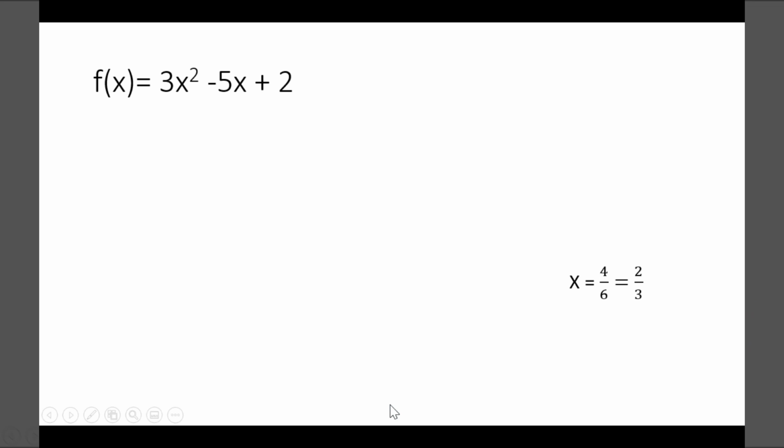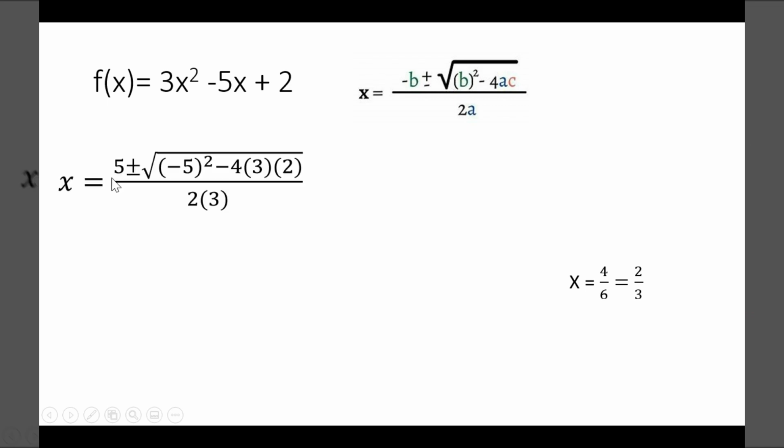So if we have the function f of x equals 3x squared minus 5x plus 2, we have our a value, our b value, and our c value. So using our equation, we're going to substitute the values in, and here's what we get. The original b value is negative 5. So the negative b of the formula tells us to take the opposite of the b value. So the opposite of the b value makes this a positive 5.